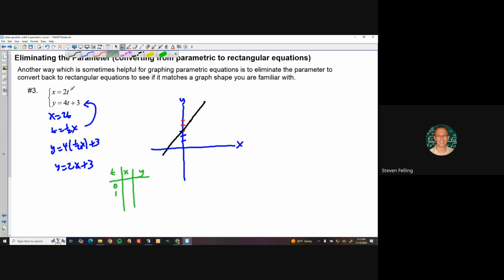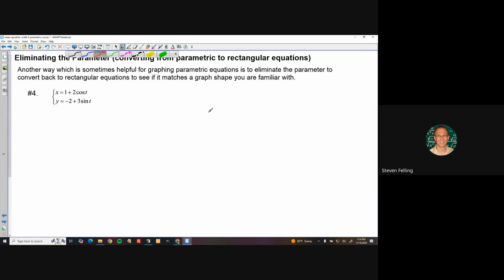So if I plug in 0, x would be 0. Y would be 3. So I'm at 0, 3 at t equals 0. And then if I plug in 1, x would be 2. And y would be 7. So we're at 2, 7, somewhere over here at t equals 1. So that means that we have to add our arrows this direction. All right, so plane curves for parametric equations must contain direction arrows.